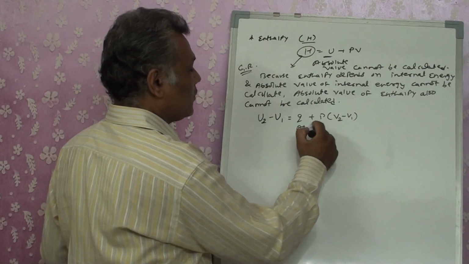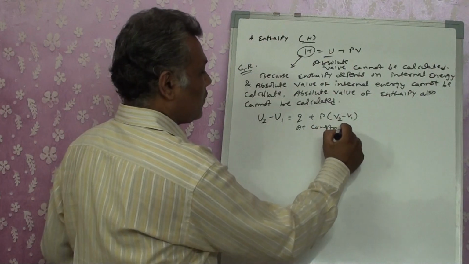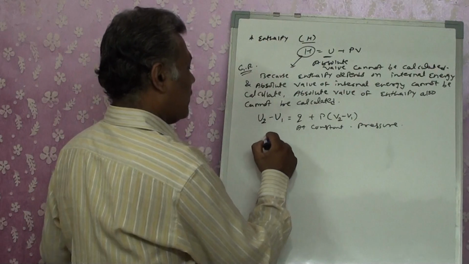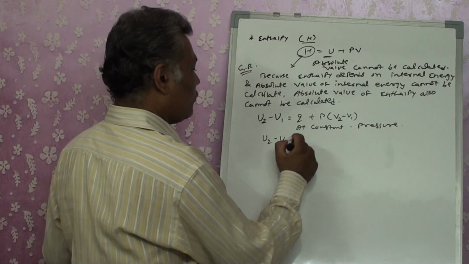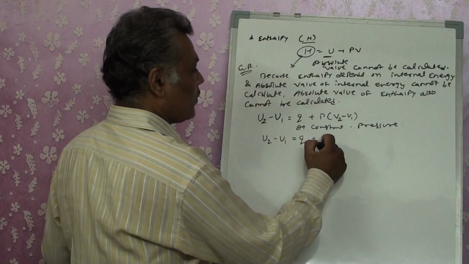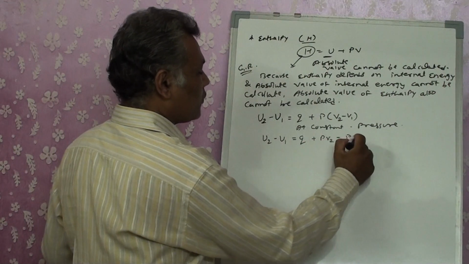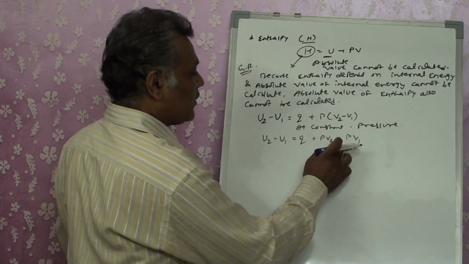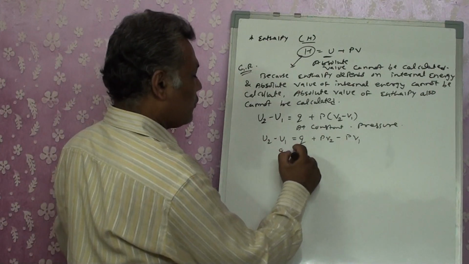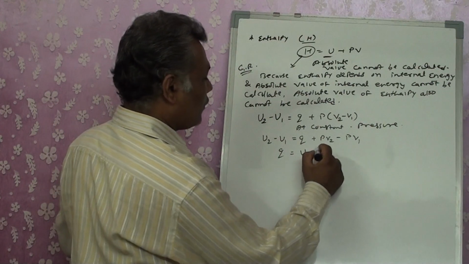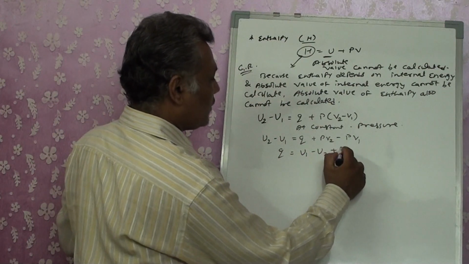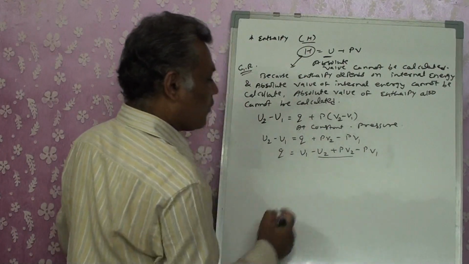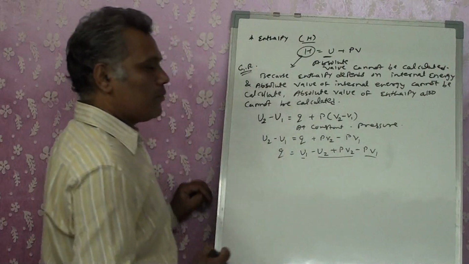At constant pressure, we get U2 minus U1 equals Q plus PV2 minus PV1. Now take both the terms on one side, and Q equals U1 minus U2 plus PV2 minus PV1. These are the common terms.